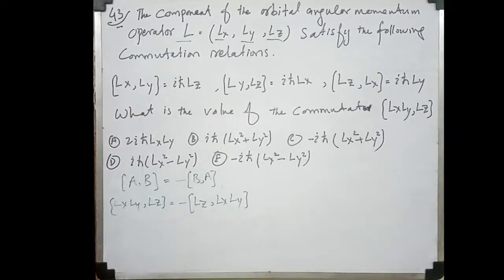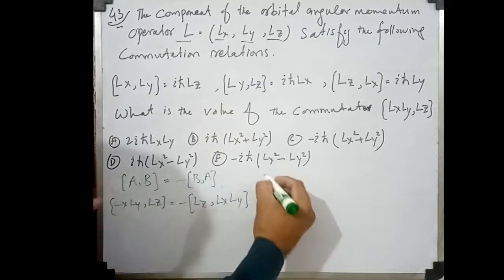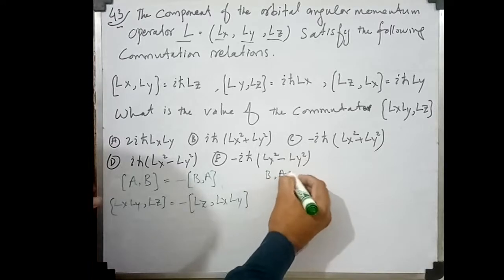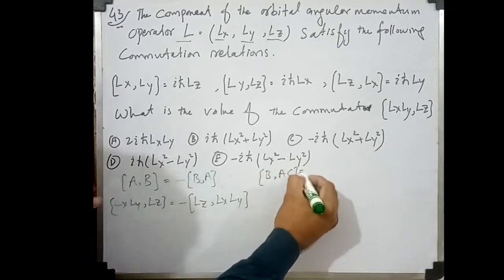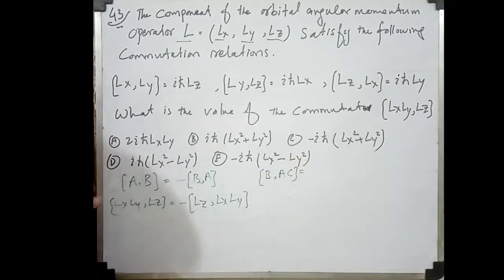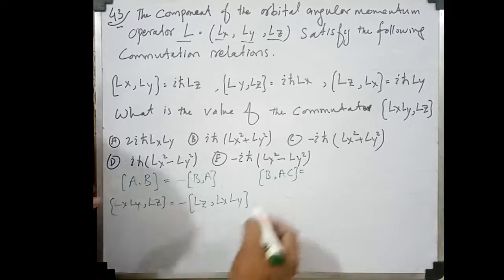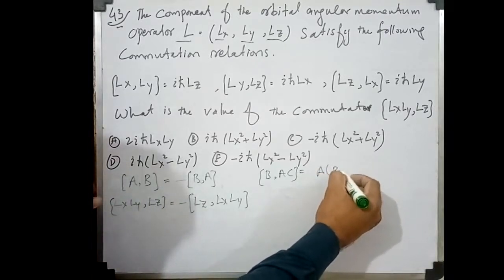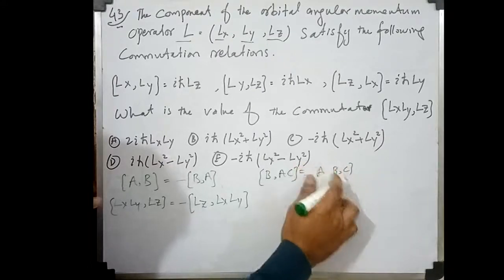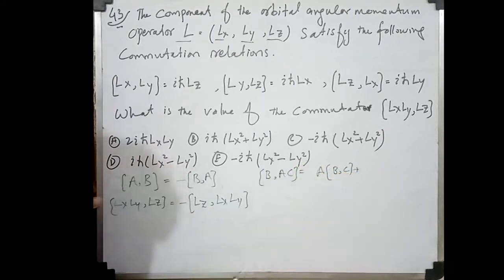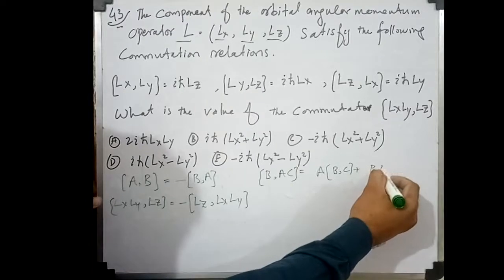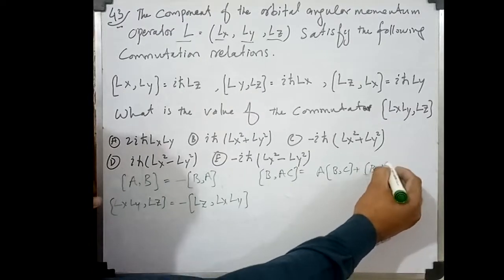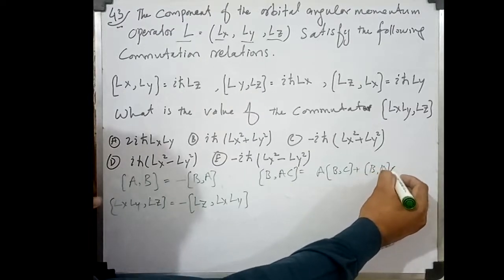The second, we also know another commutation relation, that [B, AC] is equal to A times the commutator [B, C] plus the commutator [B, A] times C.